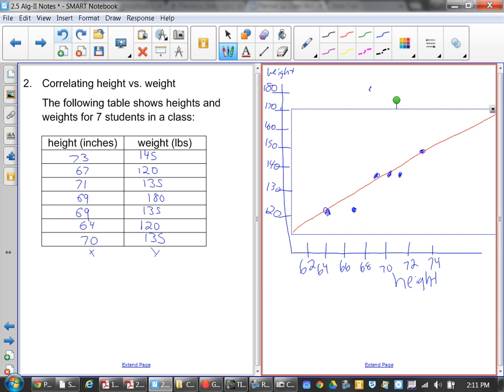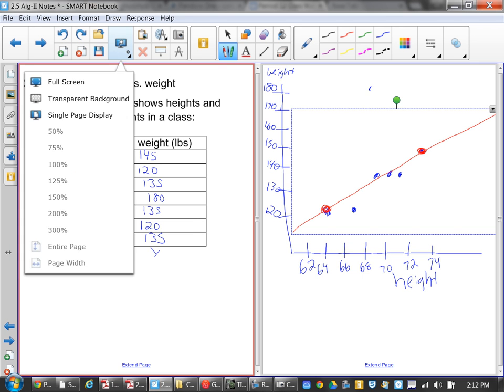Well, I'll pick this one and this one. So there's y1 and y2. So here's what I'm doing. The first point I chose was the 64 and 120, this guy here. And the other one was the 73, 145, I think? I'm going to use those as my ordered pairs to work with. So I'm going to not look at my graph right now. I'm going to go back to a single page.